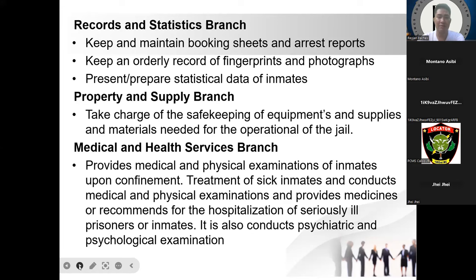So, property and supply branch naman, of course, yung mga equipment and supplies and mga materials for the purpose of operational ng jail natin, sila yung in charge dyan. Of course, yung medical and health services natin, yung mga doctors natin, they provide physical examination of inmates upon confinement to check whether they are eligible to be combined or pwede silang i-combine doon sa iba class na nasa loob. Then of course, kapag may na-hospital, aside from that, they also conduct psychiatric and psychological examination kung may sakit ba sila sa utak or meron silang mental disease or illness, or how their mind works, kung paano ba sila nag-iisip, nasa tamang pag-iisip ba sila or wala.